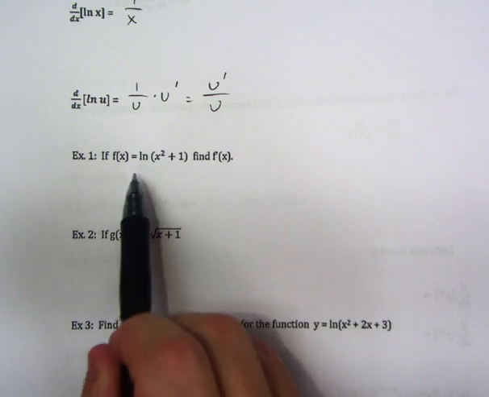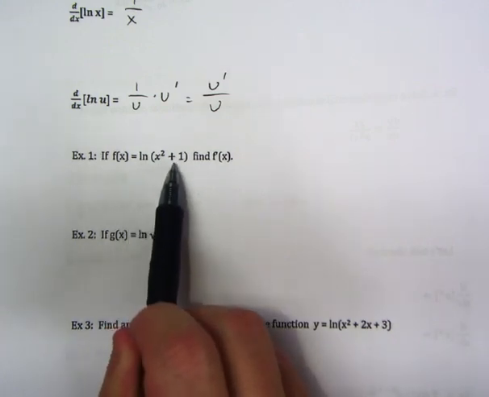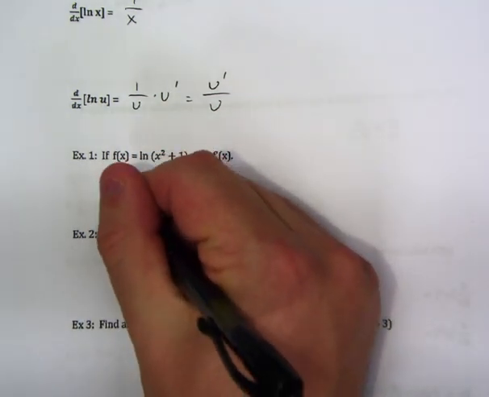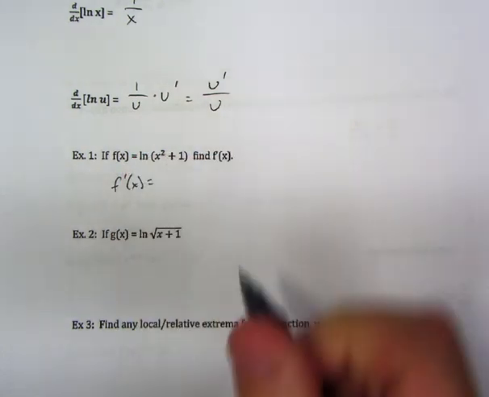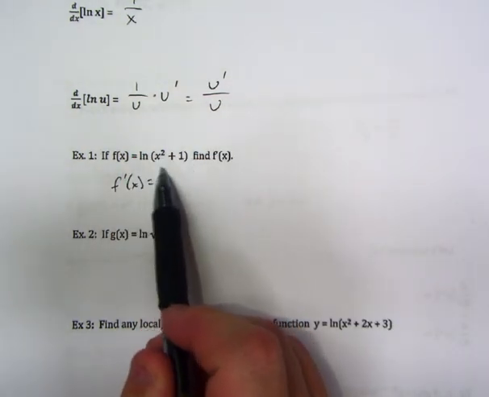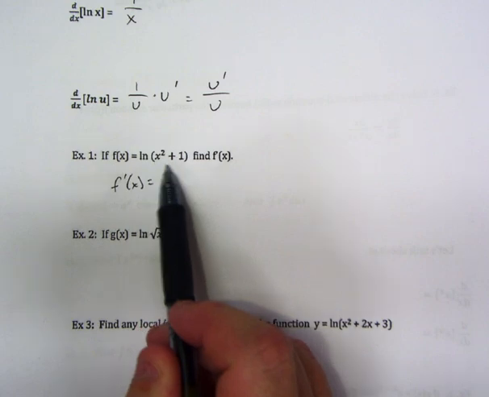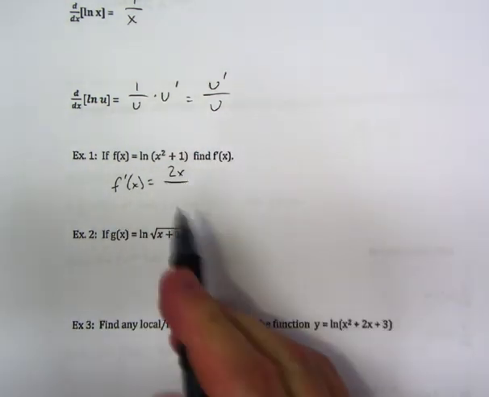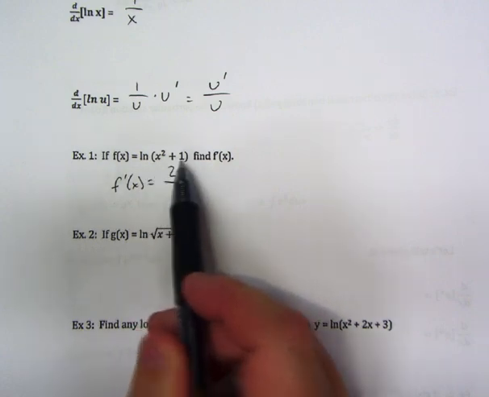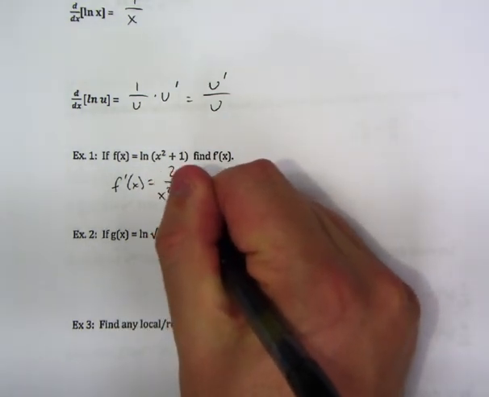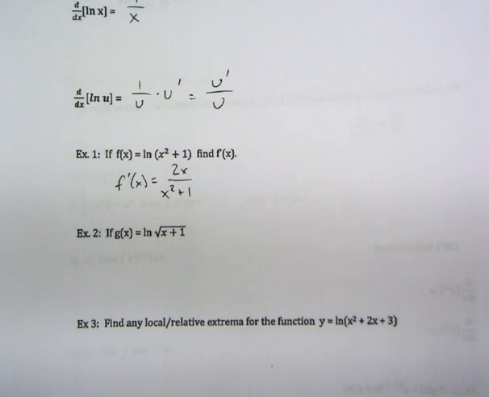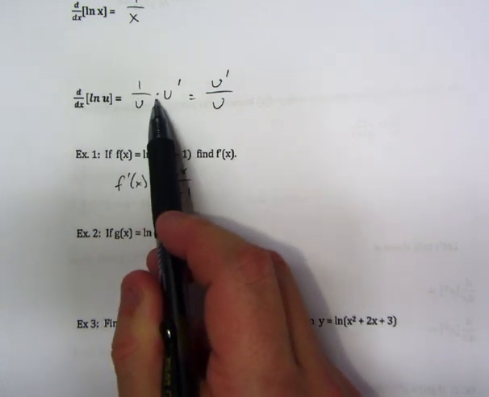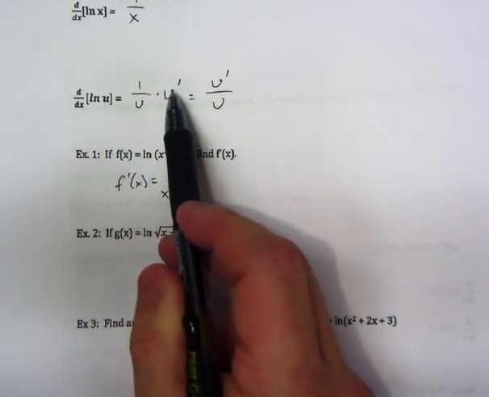So if I want to find the derivative of natural log of x squared plus 1, then it's the derivative of what's on the inside. So the derivative of the inside is 2x over what's on the inside, x squared plus 1. So the natural log goes away. It's the derivative of the inside over the inside. Or you could do 1 over the inside times the derivative, because that's what you're doing is chain rule there.